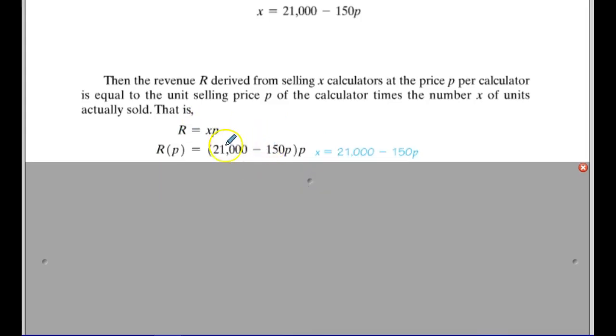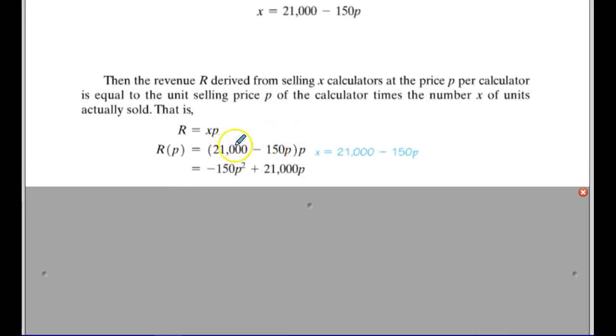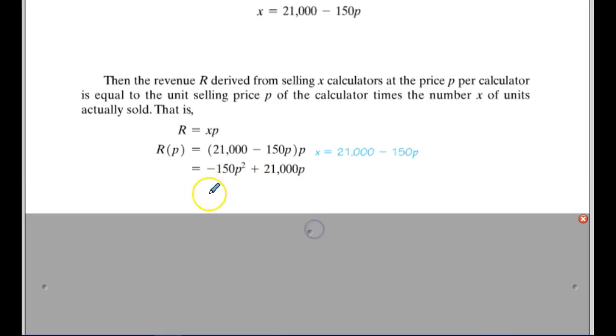Well, I can replace this because I know that from above, my x, my number of units, was 21,000 minus 150p. So I go ahead and substitute that in, and then I can distribute this p value and rewrite this in standard form. So standard form really just means that I put the variable with the highest exponent first, and then I decrease the order of my variables. So I go ahead and do that. So this is the equation that we're going to be looking at.